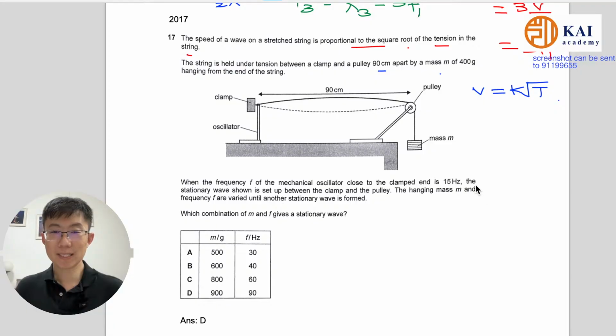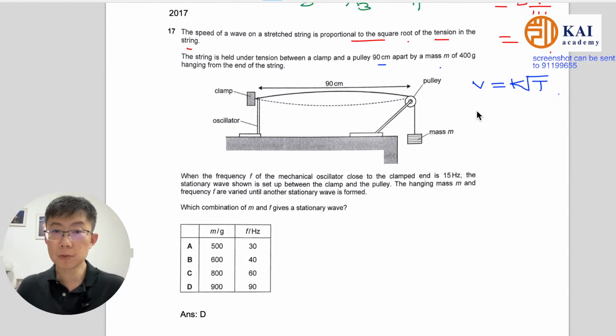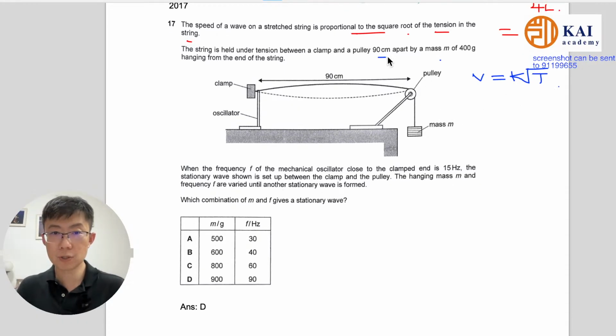Okay, let me continue. Now, the string is held under tension between a clamp and a pulley, 90 cm apart, by a mass of 400 grams hanging from the end of the string. Okay, so in this question, what we need to note is that tension wouldn't really appear. The question is going to be changing the tension by changing the mass.